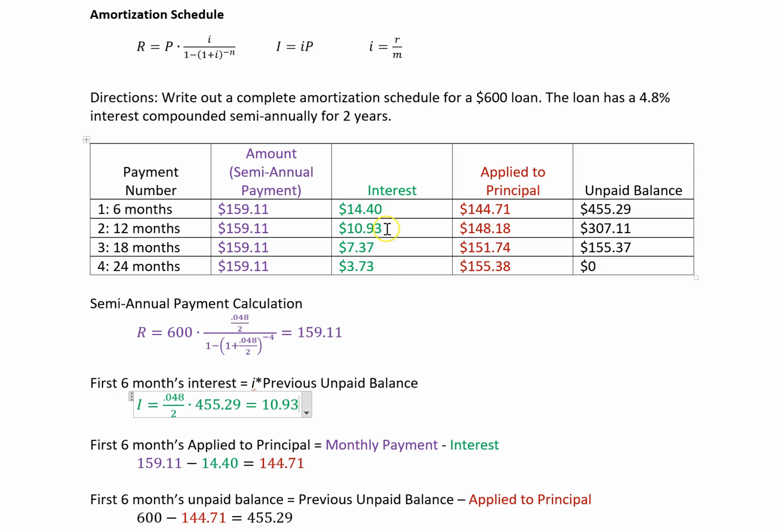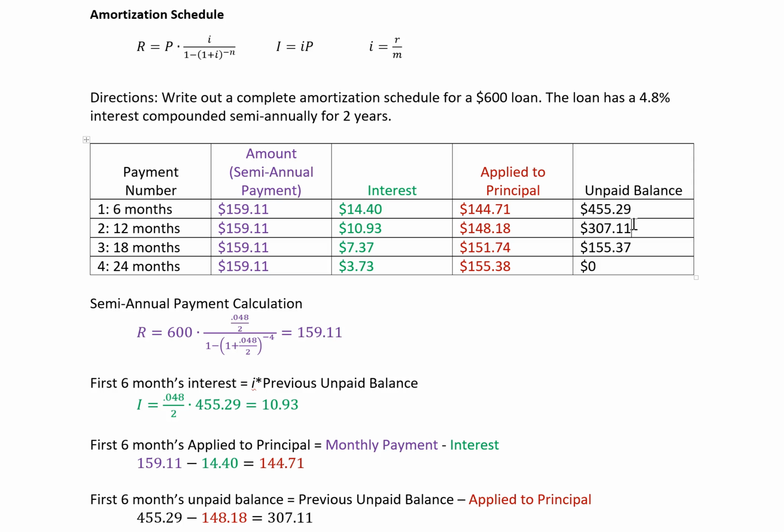So we can look up above at the table and see that if my payment was $159.11, the interest was $10.93, I subtract those 2 values, I now have $148.18 applied to principal. That's the amount that the loan's being paid down. Now, the loan was previously $455.29. So let's write that down below. It was $455.29. And now I am taking off $148.18, which means that my new balance is $307.11. So after we have made 2 payments, the unpaid balance is $307.11.